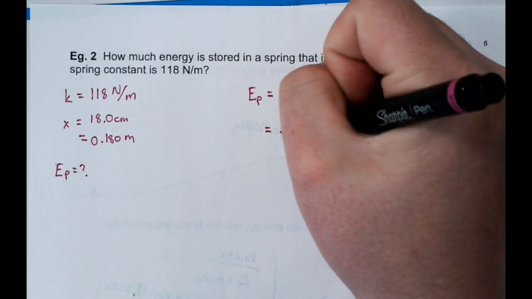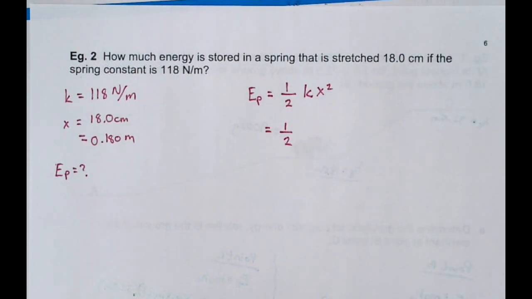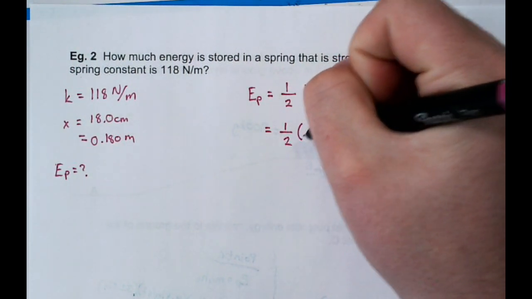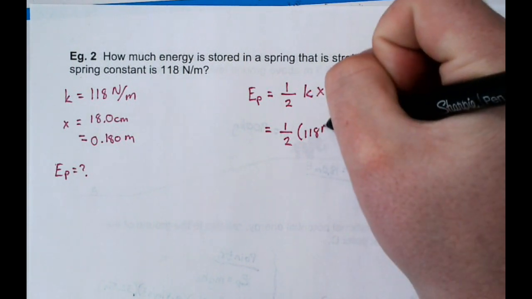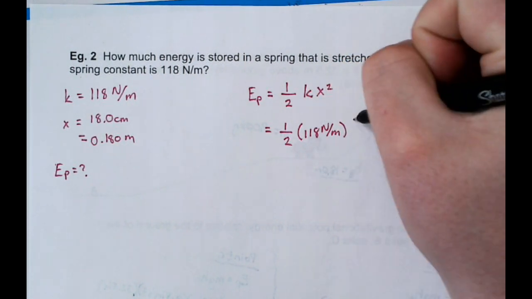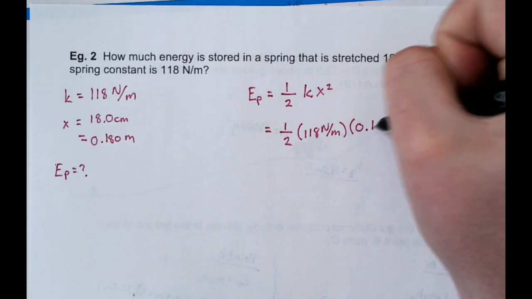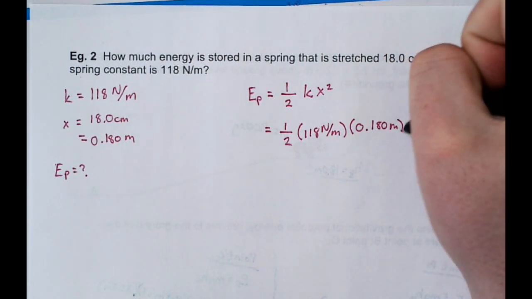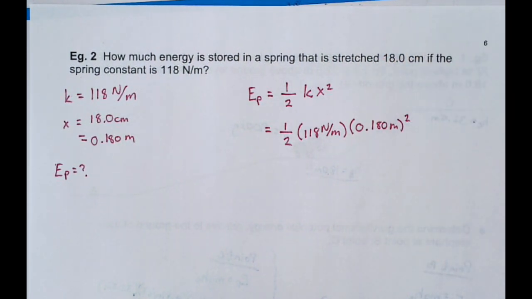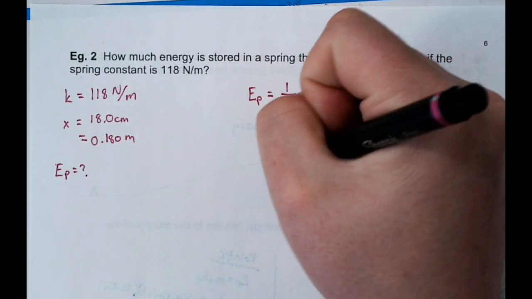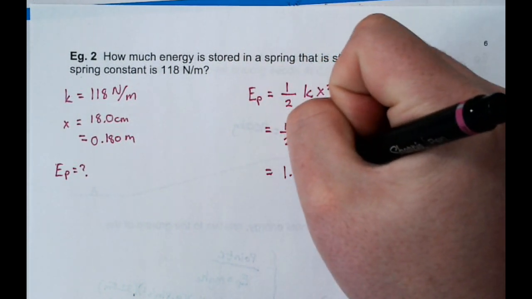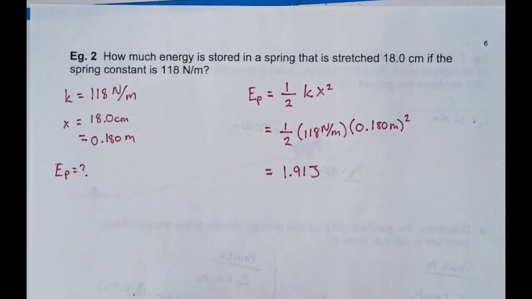We have all that information. All we're going to do now is plug in. We have 1/2 times 118 newtons per meter times 0.18 meters squared. When you plug that into your calculator, you're going to get an answer of 1.91 joules. Alright, so that's pretty straightforward.